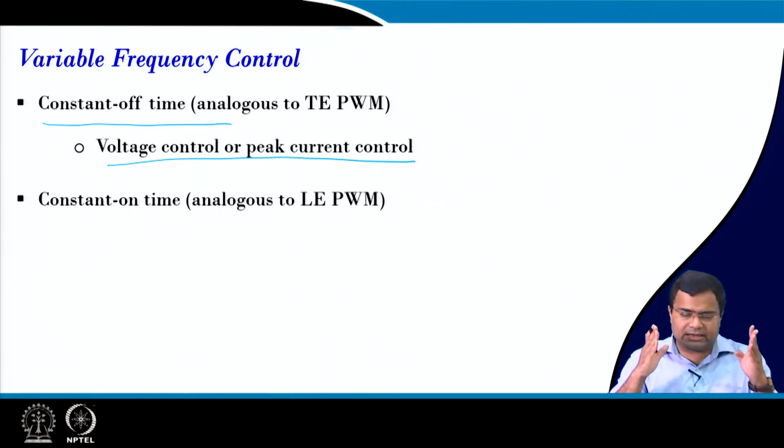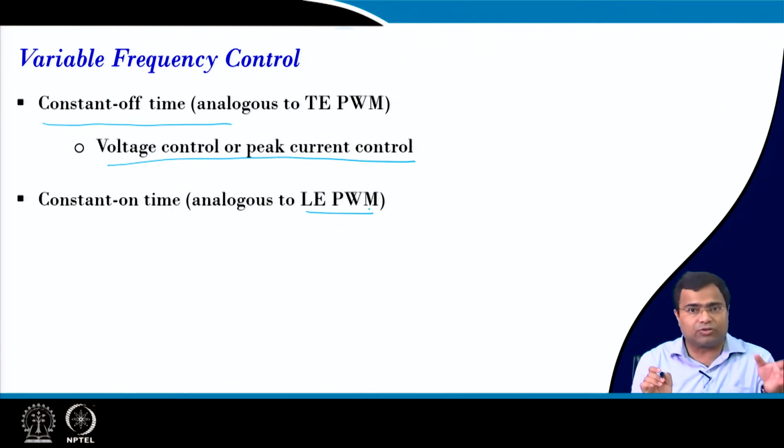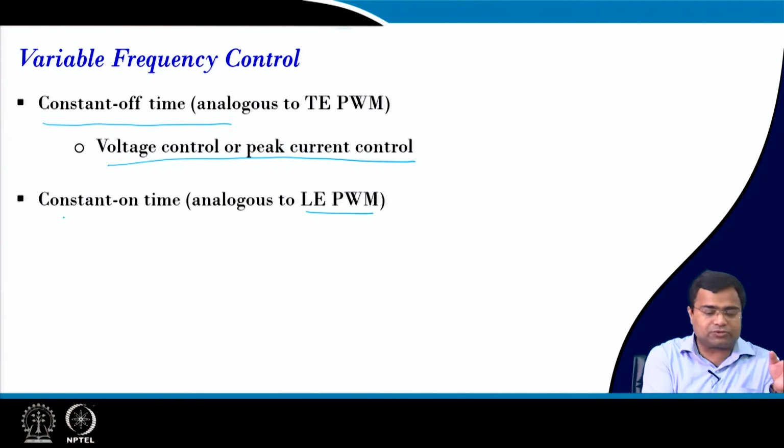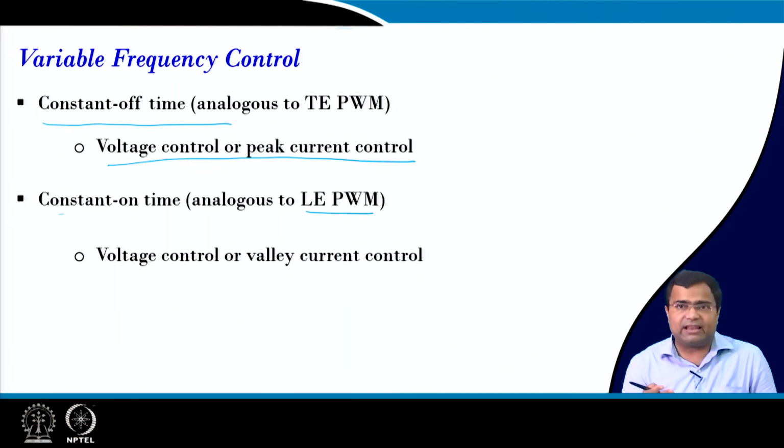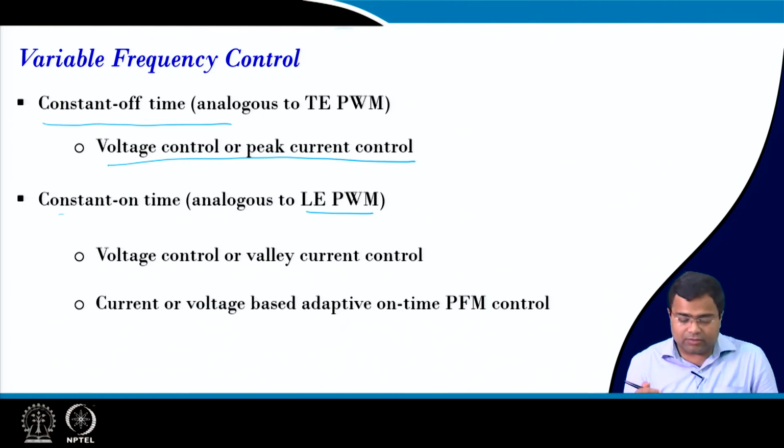That means, in the leading edge the switch will be turned off at the rising edge of the clock, and we will show why it is analogous, because here under leading edge current mode control it was a valley current mode control, and in constant on time also we will get valley current mode control. Okay, so we can also have valley current mode control, and we can also have voltage based control.